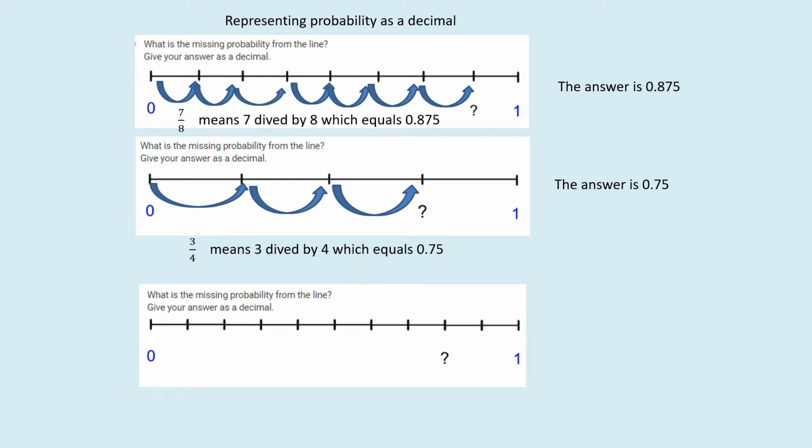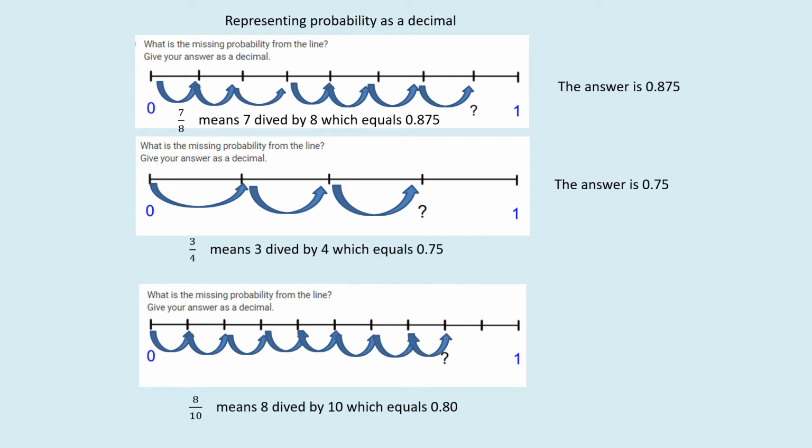Looking at this one, if you count your spaces, you'll find out that there is 10 altogether, and 8 spaces to get from 0 to the question mark. 1, 2, 3, 4, 5, 6, 7, 8. So that's 8 out of 10. That means 8 divided by 10, which is 0.8. So my answer is 0.8.